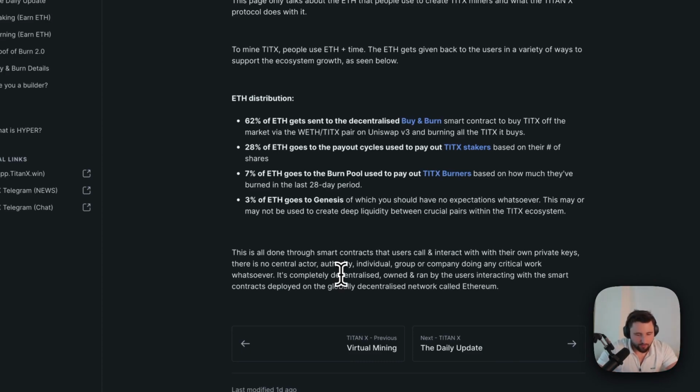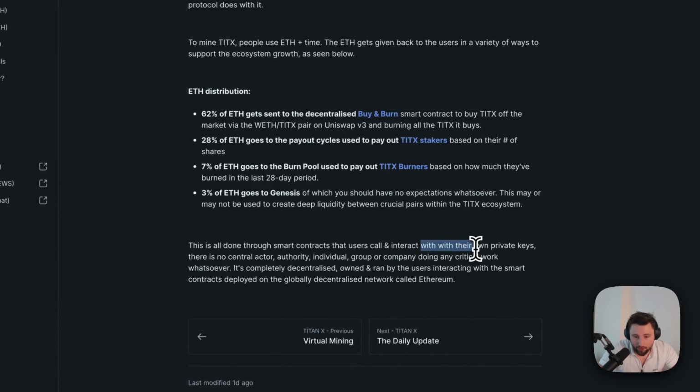So here's a very important statement that everybody needs to understand. All of this is done through smart contracts as users call and interact with their own private keys. There is no central actor, authority, or individual, group, or company doing any critical work whatsoever. It's completely decentralized, owned, and run by the users interacting with the smart contracts deployed on the globally decentralized network called Ethereum. So people are just going to have to see what Genesis does.